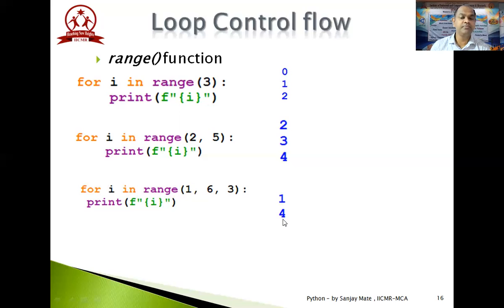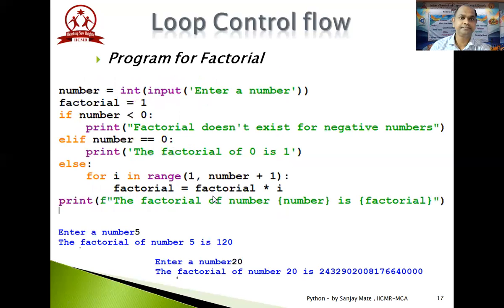Again, it will skip 5 and 6, but your sequence is finished, so it will be stopped here. So in this way, you can use the range with 1 parameter, 2 parameters, or 3 parameters. This is one simple program of factorial.